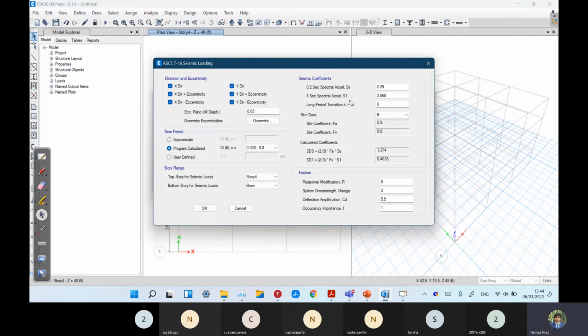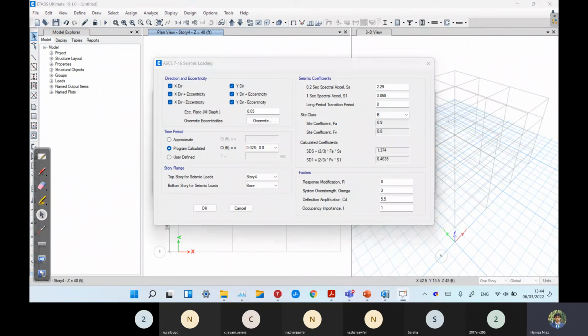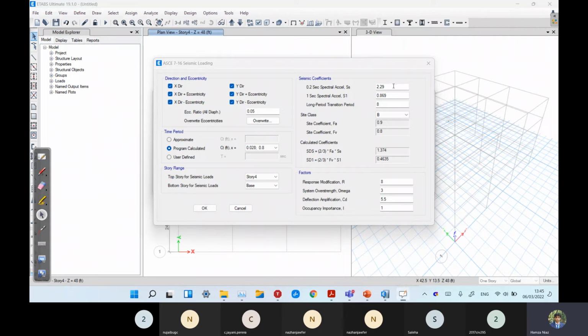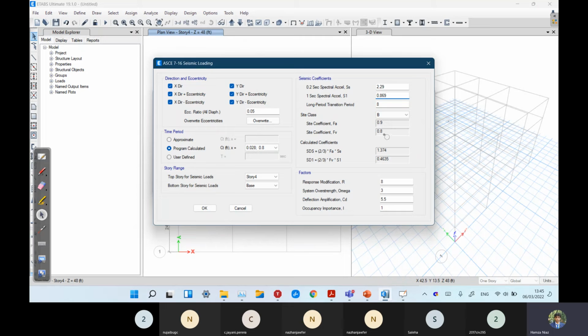Then SS and S1 are required. These depend upon our location. FA and FV are automatically calculated from soil type. Either we can specify the soil type and it automatically calculates the FA and FV factors, or we can specify the FA and FV values.